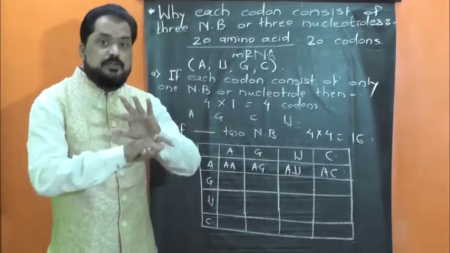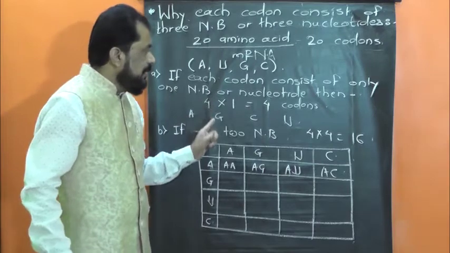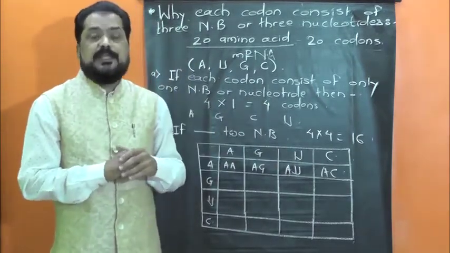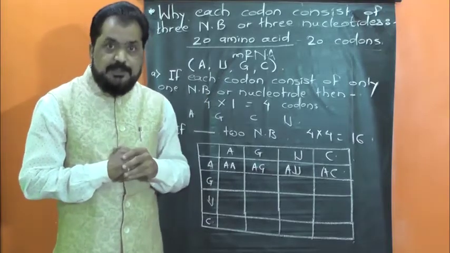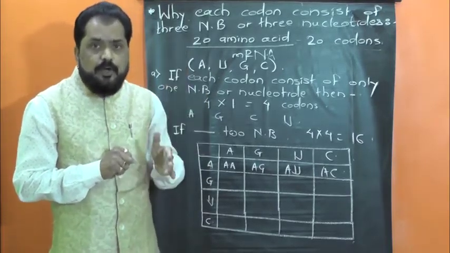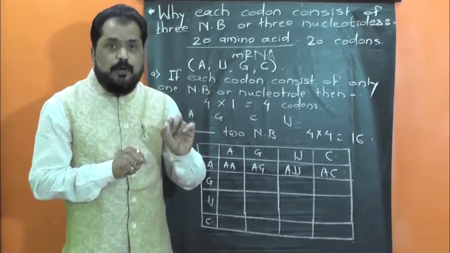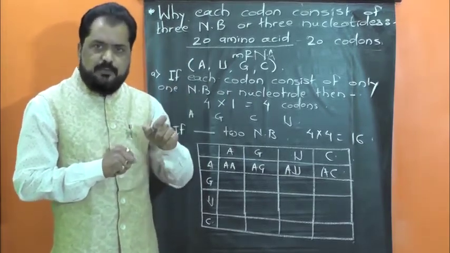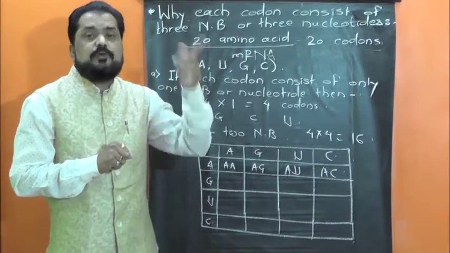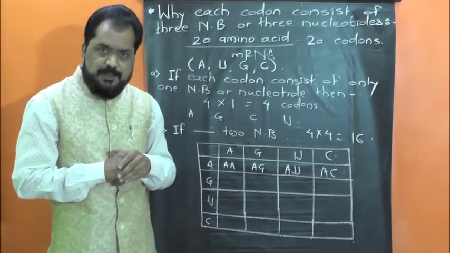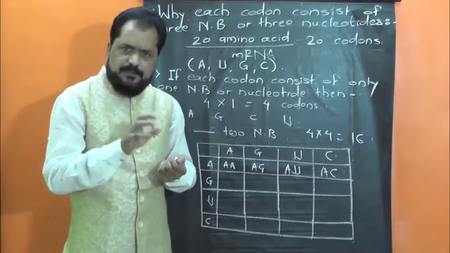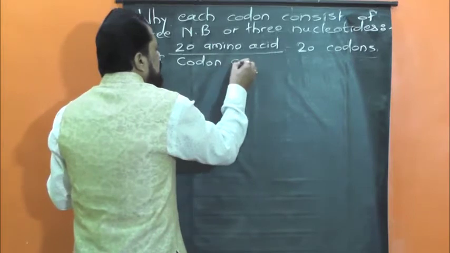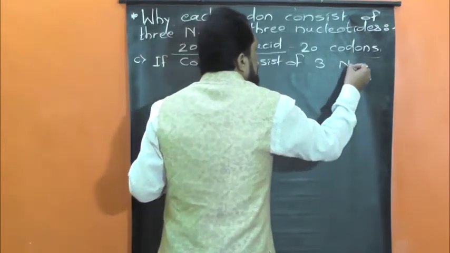Each codon is not made up of either a single nitrogen base or two nitrogen bases. Then comes the third possibility, that is the codon consists of a group of 3 nucleotides. मग तिसरी शक्यता काय येते तर प्रत्येक कोडॉन हा 3 नायट्रोजन बेसेसने तयार झालेला असावा. सो लेट अस स्टडी अबाउट इट. लेट मी एक्सप्लेन यू. If codon consists of 3 nitrogen bases.